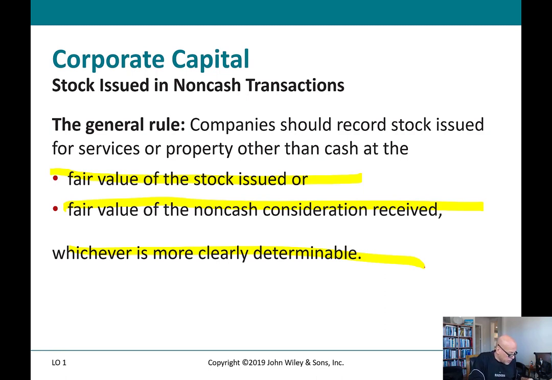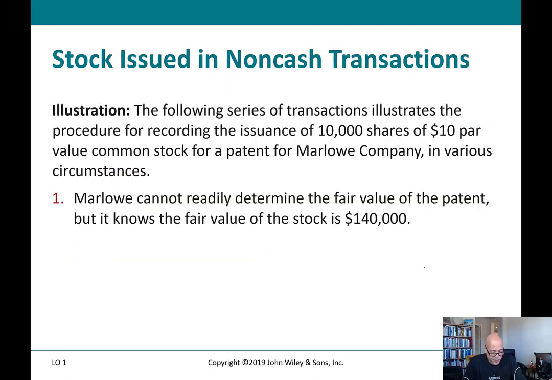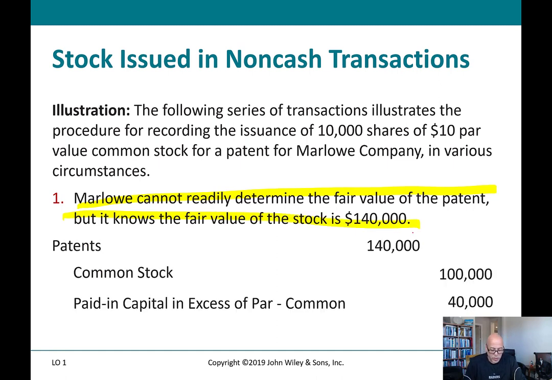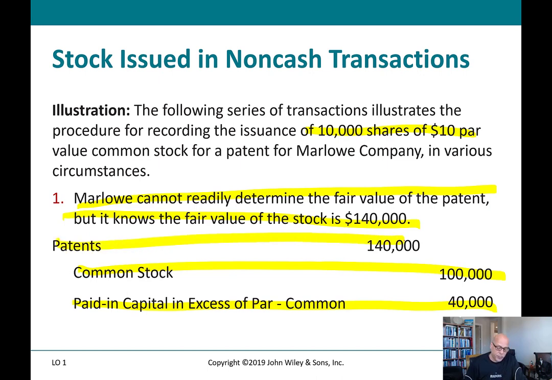Okay, good. So let's take a quick look at a couple of things here. In the first case, we cannot determine the value of this patent they're acquiring, but the stock has a readily determined value. So you leverage off the stock's value. The stock has a value of 140,000, so that's what you're valuing the patent at. You issue the common stock at par, and the additional paid-in capital is the amount over the par value. If it had a par value of 100,000 and the market value was 140,000, we have paid-in capital in excess of par of 40,000. And you bring in the patent at the value of the stock.